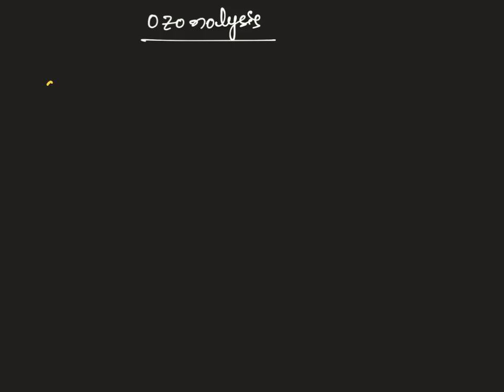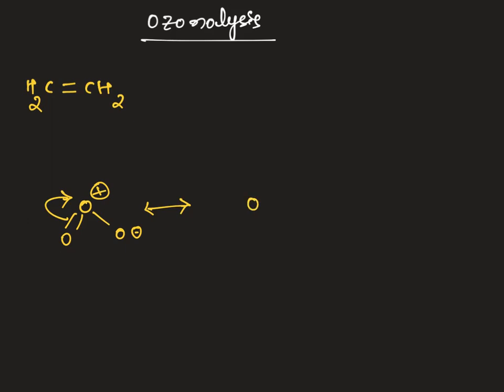Let's take an example. I am taking an alkene and reacting it with ozone. If you look at the ozone structure, we can write different resonating structures for ozone. This is one resonating structure. I can polarize this bond such that this oxygen gets positive. Because oxygen has a positive charge, it will take electrons, and you can write different resonating structures like that.